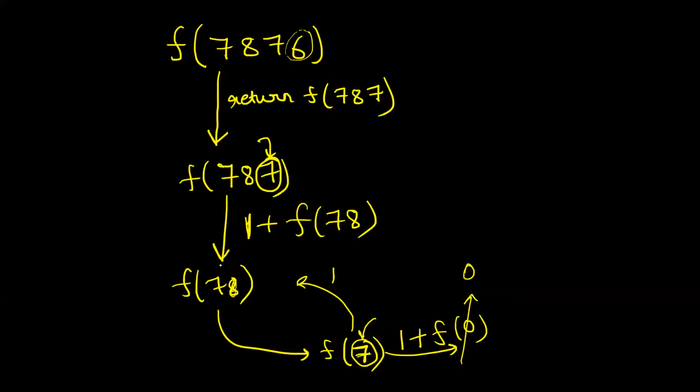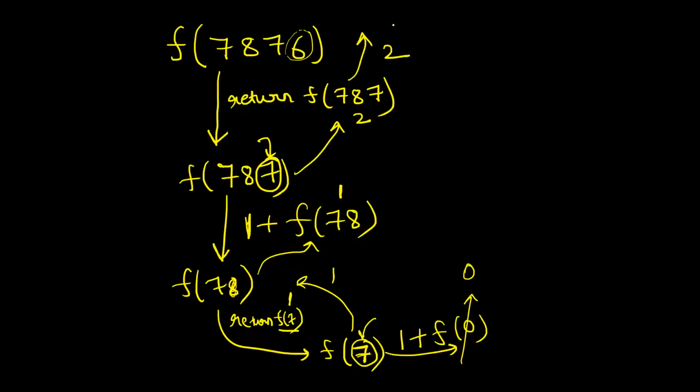Now f of 7 returns a 1. So what is the answer to f of 78? The answer to f of 78 is nothing but 1 only. Because what was f of 78 depending on? f of 7. So f of 7 gave the answer as 1, so f of 78 also returned 1 to the caller. Now 1 plus 1 is 2. So f of 787 will return 2 to the caller. Now f of 7876 was the same as f of 787, so this will also return 2.